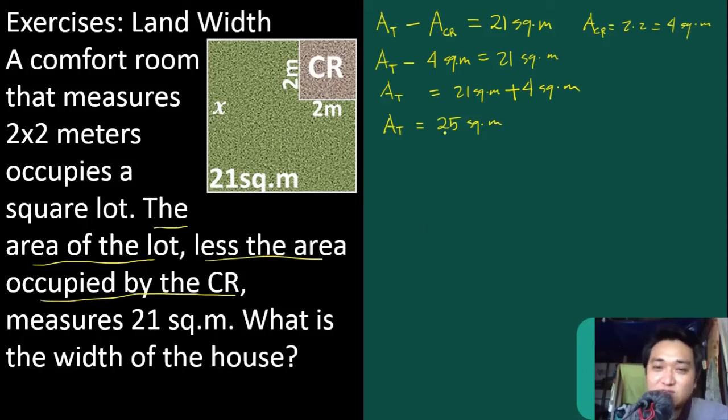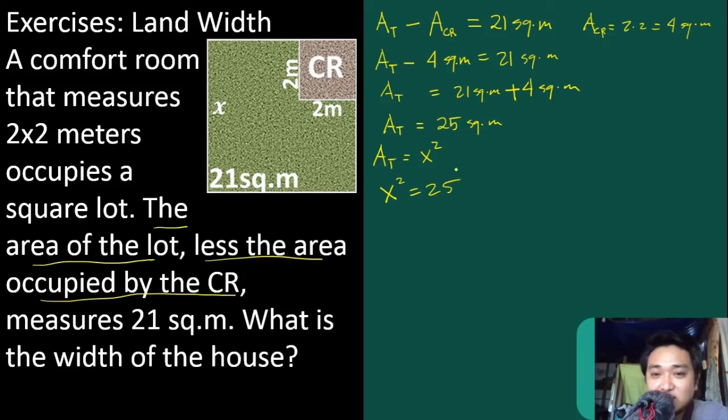Pero hindi pa yun yung sagot. Ito yung tinatawag nating total area. Paano natin isosolve yung width of the house? Remember, yung total area natin, yung total lot natin is a square lot. So if the total area is a square lot, that will be represented by x squared. So replacing the total area, A sub T, let us replace that by x raised to 2 is equivalent to 25 square meters.